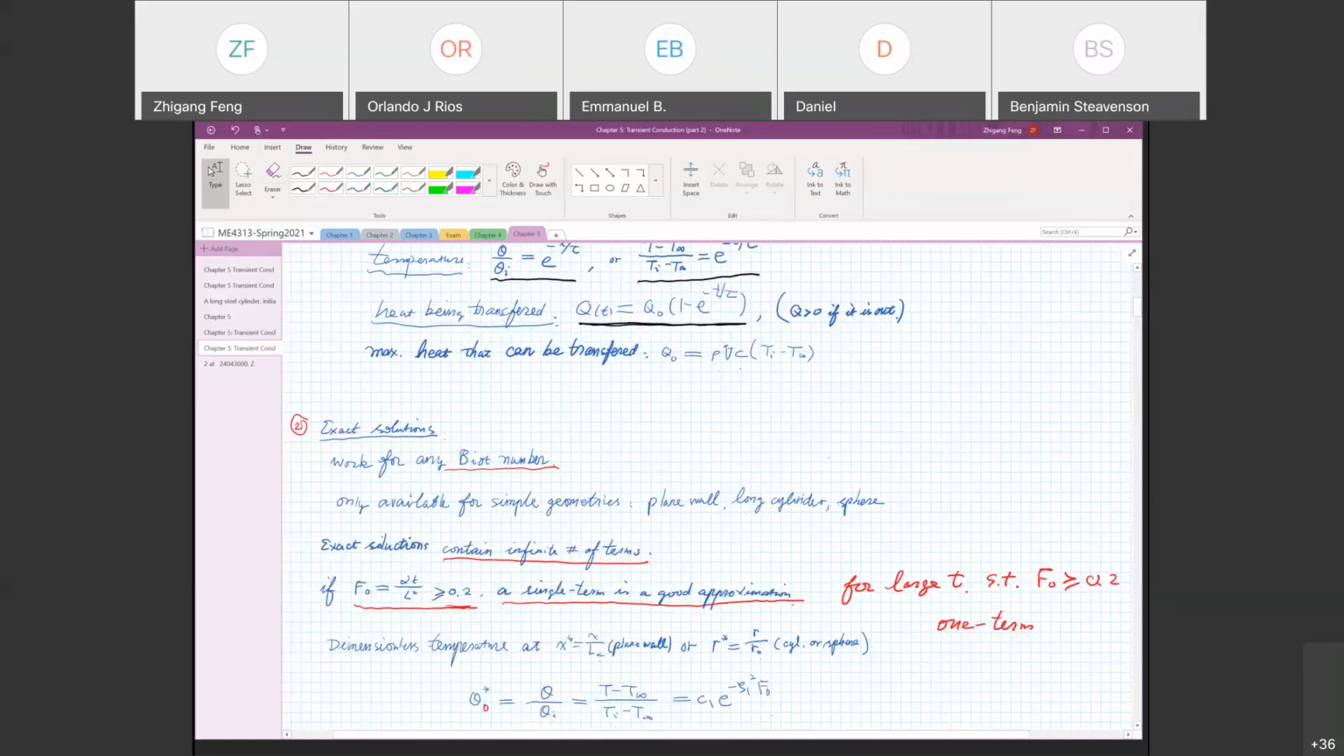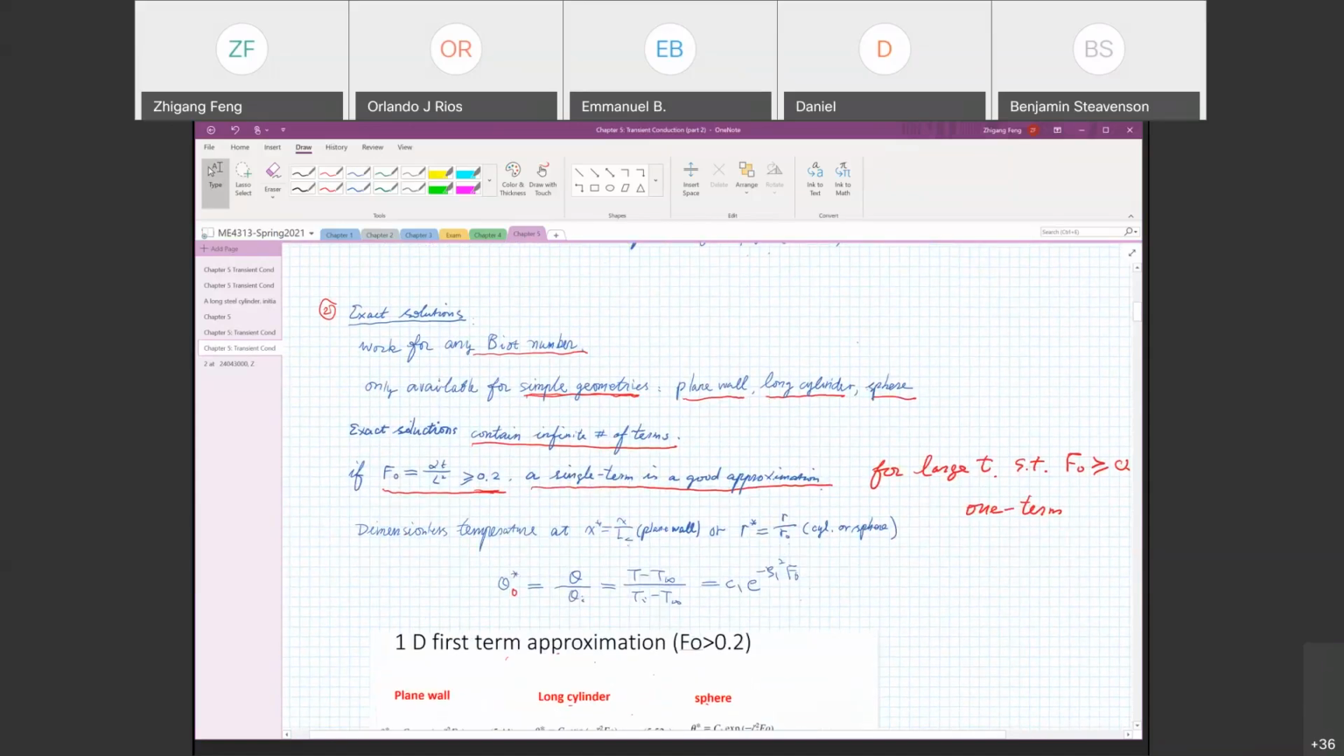The other limitation is the solution we have found only works for certain simple geometries. And if you recall, we have the solution for a plane wall, for a long cylinder, and for a sphere. So those are the three solutions we're able to work with. Okay. So it's only applied to simple geometry. For more complicated geometry, such as the conduction in a cube, for example, we have to rely on numerical methods. There will be no simple exact solution.